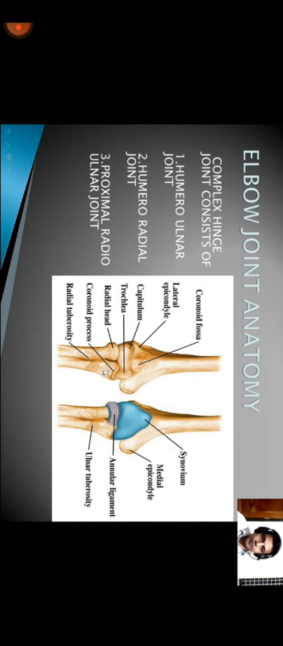You can see the humeral-radial joint is there. This is the radial head, and here there is the annular ligament. This area is seen in this picture, the annular ligament, which holds the head of the radius in position. It is very important in the aspects of injuries to the elbow joint. Then the proximal radioulnar joint, another joint. And this is the capitulum. The capitulum articulates with the radial head, and the trochlea articulates with the ulna.